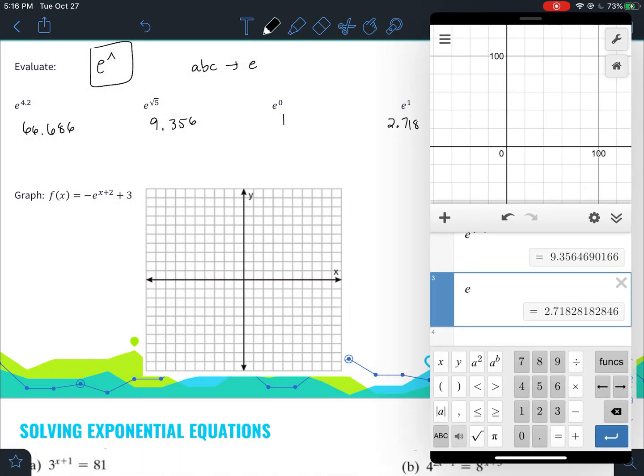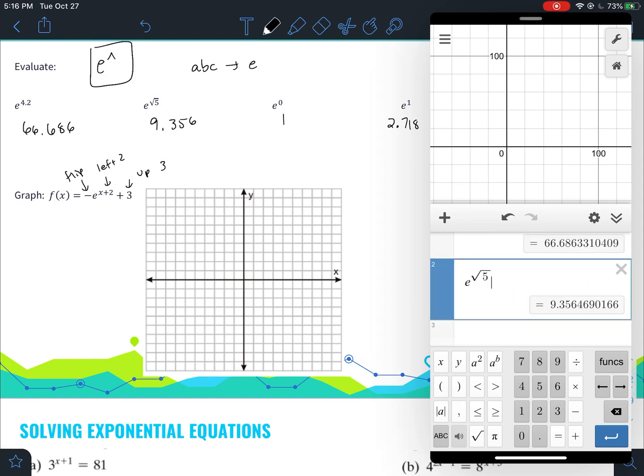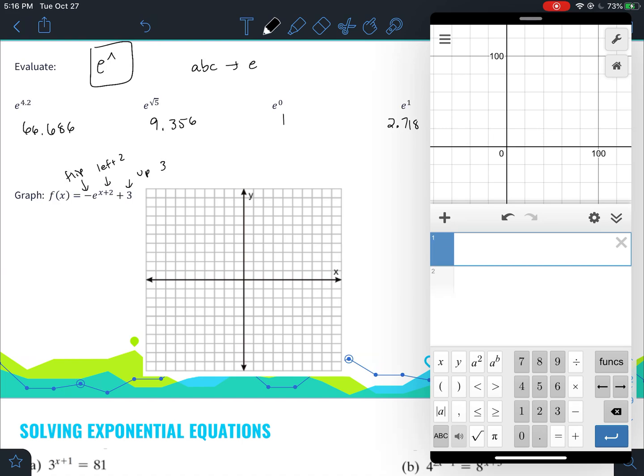And there we go. If we wanted to graph the following using transformations, so this moved it up 3, this moved it left 2, and this flipped it. So if we wanted to graph this, I'm just going to use Desmos to graph it since I'm already in there. We have negative and then e to the x plus 2 power. Oops, we got to stay up there, so I'm going to put that in parentheses, x plus 2 power.